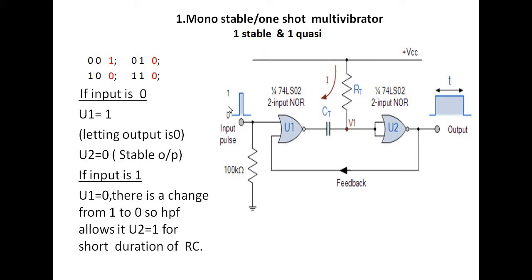Right? So if the input is high, instead of taking the input as 0, if you take the input as 1, the output of the first NOR gate is going to be 0. There is a change from 1 to 0. Earlier the output of U1 is 1. Now the output of U1 is 0. There is a change from 1 to 0. So the high pass filter allows this change and gives it as an input to U2. Right? So the output of U2 is going to be 1.